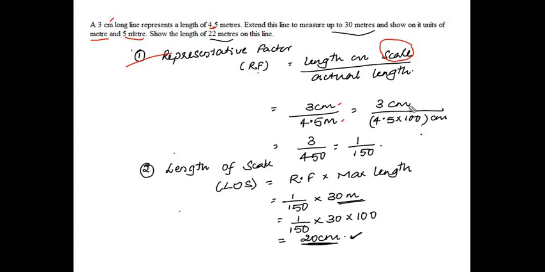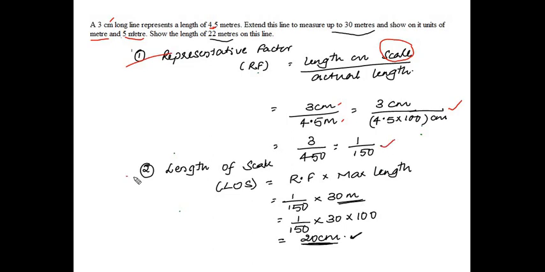So we will write it 3 centimeter by 4.5 into 100 centimeters. Right? So we have to be very careful with the units. RF, representative factor, doesn't have any units, which means both the numerator and denominator have to be in the same units. And then we got representative factor as 1 by 150.